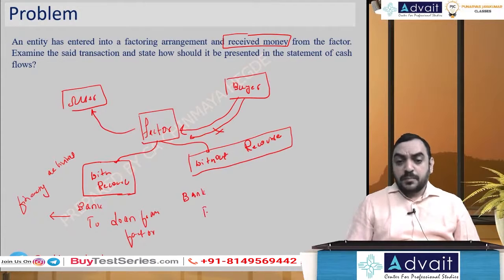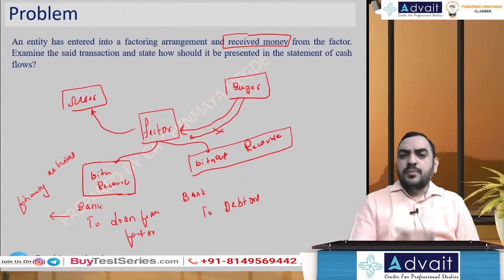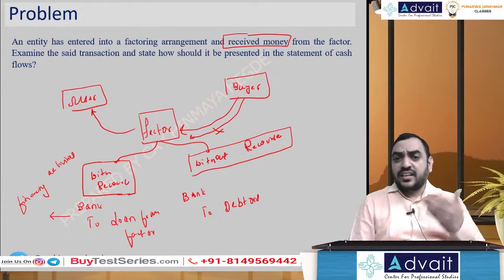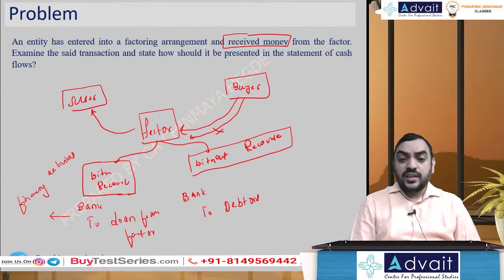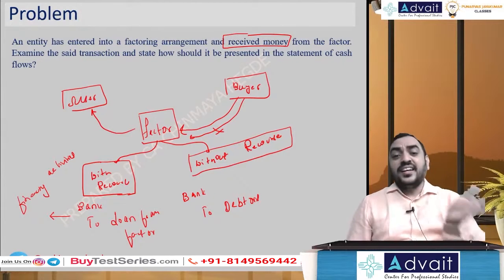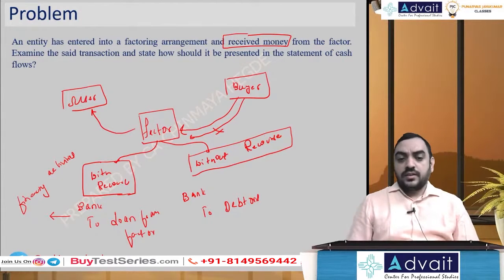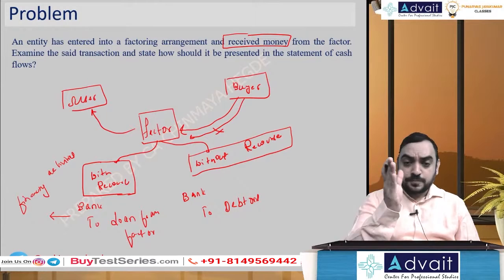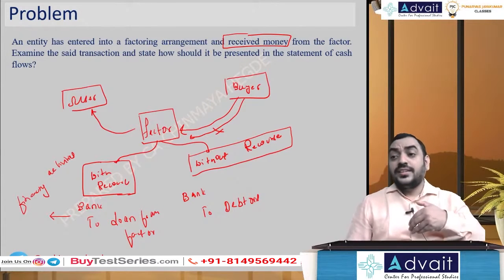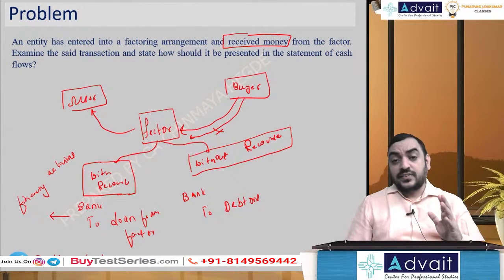You can say bank account to debtors or to trade receivables. Of course, he might not have paid the entire money. Some portion would have been deducted, like discounting charges in case of bill discounting. I don't know the amount, but anyway. So the credit is not going for loan from factor. The credit is going for the amount received, or the debtor account is de-recognized.